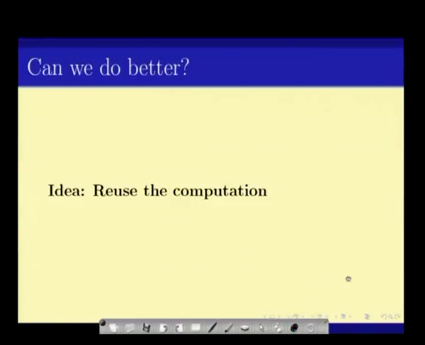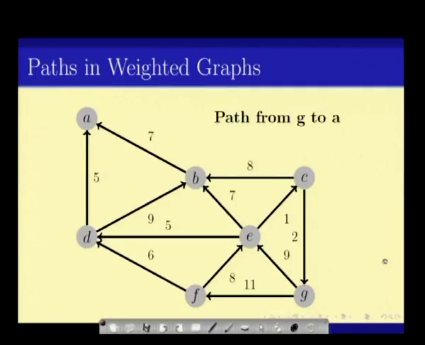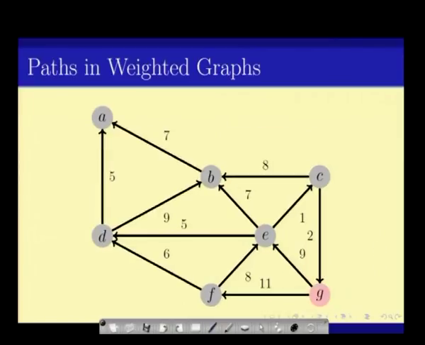So, can we do better? The idea is, can we reuse the computations? Since it is a graph structure, we might be able to reuse it in some interesting way. Say for example, let us see, we want to find the shortest path from G to A. So, the first thing is, what is the closest vertex from G? In this case it is E.